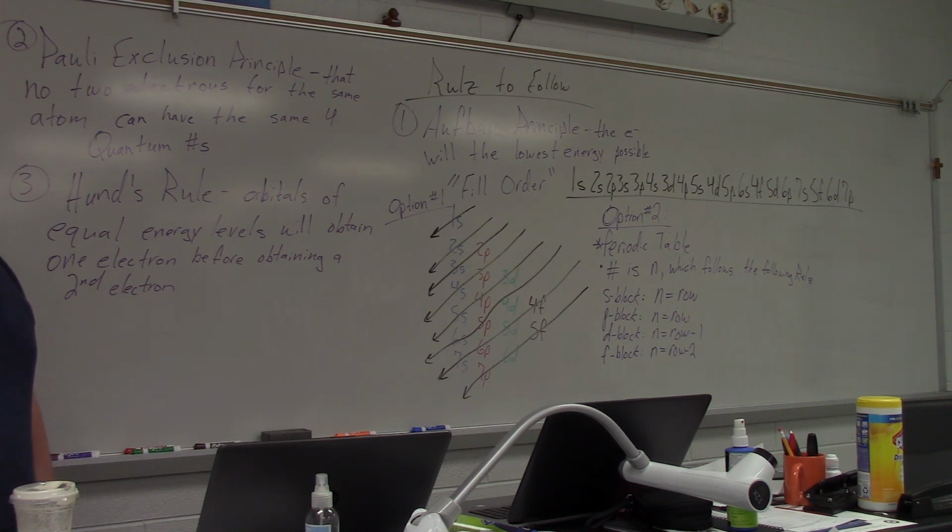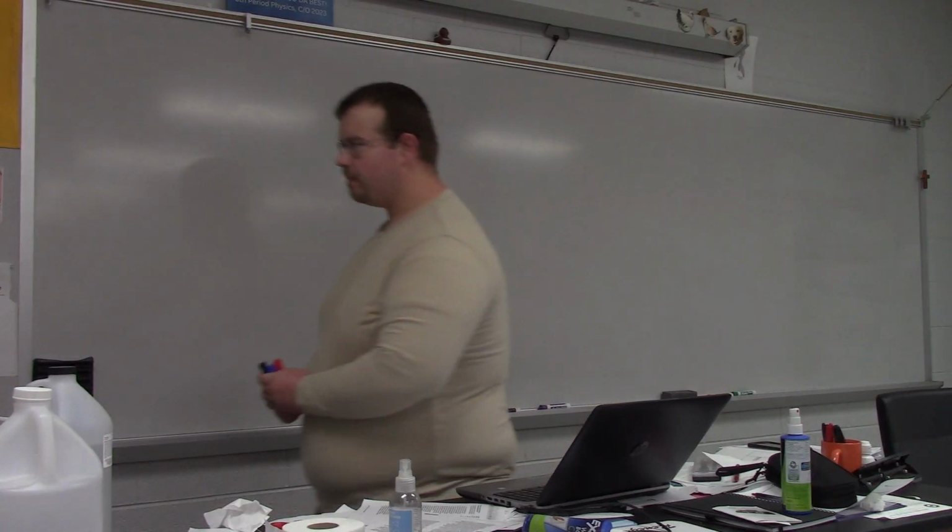Do you understand? Yeah, what's an orbital again? It's the probability area of where the electron is. We will cover that more in depth. Have a great, wonderful rest of your day.